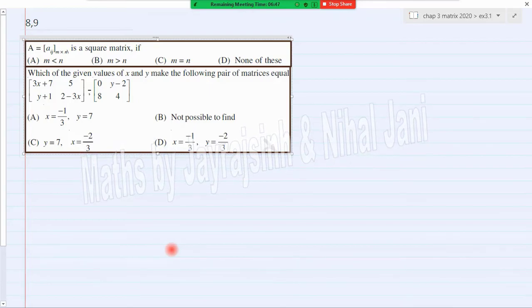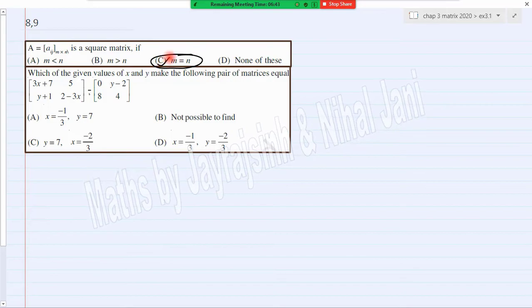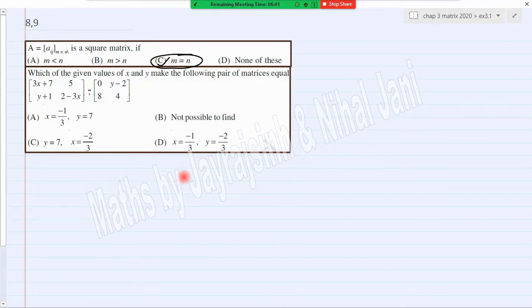Matrix A is a square matrix if m is equal to n. Ta-da!